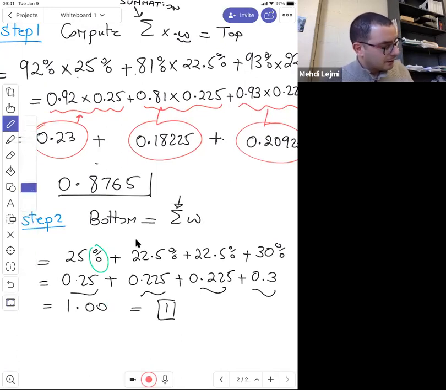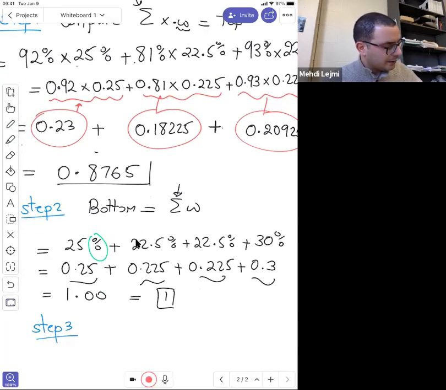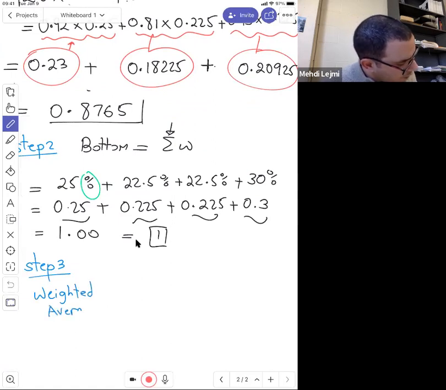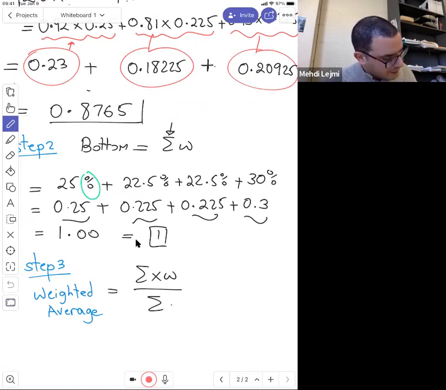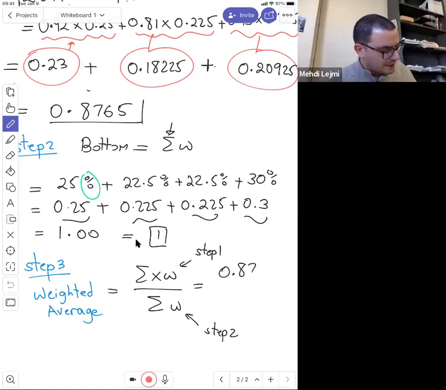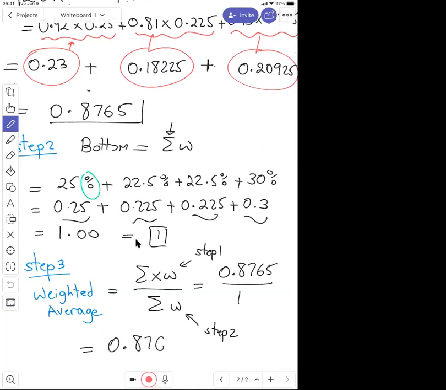Now the final step. The weighted average, now I can divide the top by the bottom. So the weighted average is the sum of X times W, the score times the weight, over the sum of the weights. This is what I got in the first step, and this is my step two. So this is 0.8765 over one. And so the answer is 0.8765.